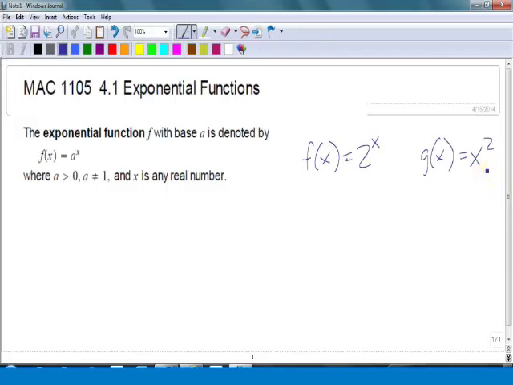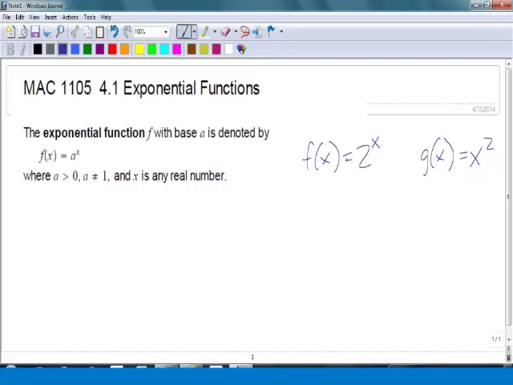Rather than having a variable base and a constant exponent, an exponential function is characterized by the presence of a constant base, the number 2 in this case, and a variable exponent. It exhibits different properties than polynomials do, but there are lots of physical quantities whose relationships can be best described using exponential functions. So start off with the definition.